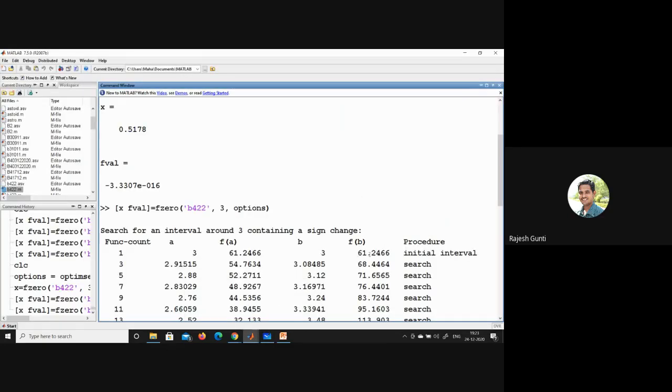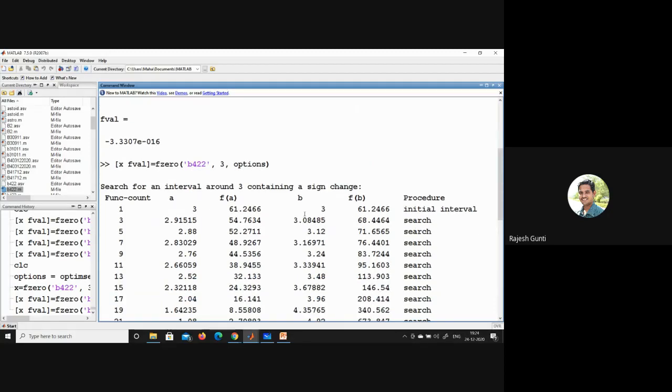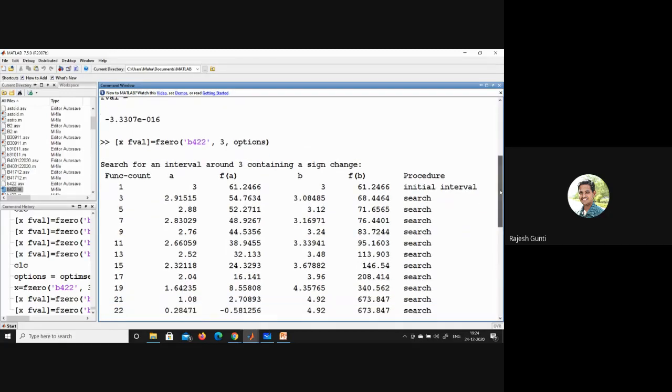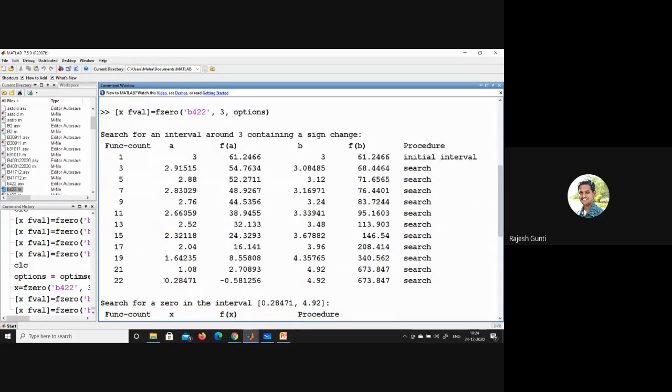3, 3, the function value is the same. It has taken some delta, 3 minus delta and 3 plus delta. The function values are again positive and positive. With 3 minus 2 delta and 3 plus 2 delta, the function values are positive. It went on until minus 0.28471. At this point, the function value is negative. At this point, the function value is positive. So it stopped the change. So it found one interval, and the root is there in between these two values.